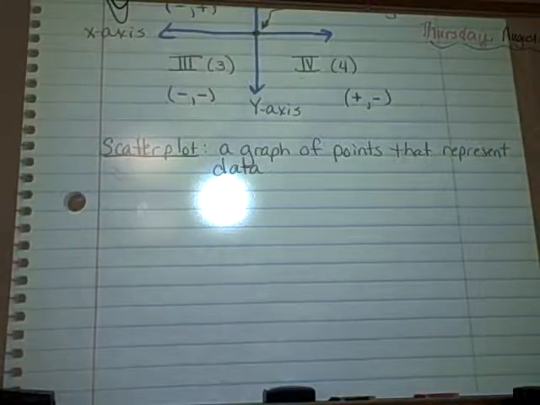The goal of a scatter plot is to look at a bunch of stuff and figure out what is the trend, what's the average, what are most people doing. They use these in sporting statistics, so those of you that are in sports, scatter plots are used a lot.